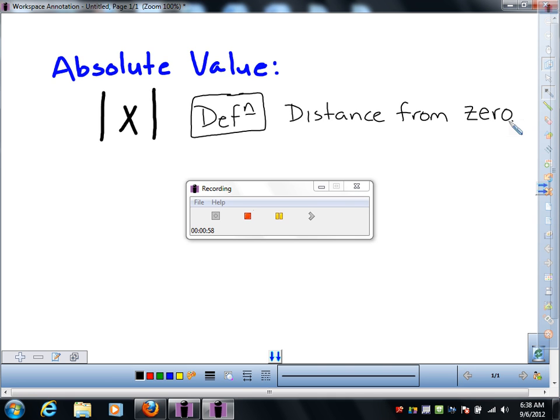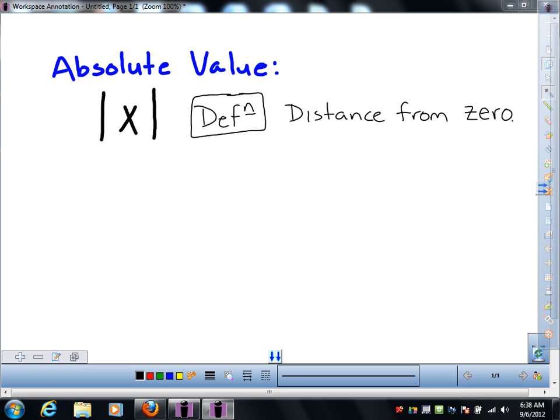I don't know of anybody that can walk -3 feet. I can walk 3 feet backwards, but I'm still walking 3 feet. So very important that as I look at this idea of absolute value, I'm thinking of it as a distance from 0. So we have problems such as this that we'll be dealing with at this time.